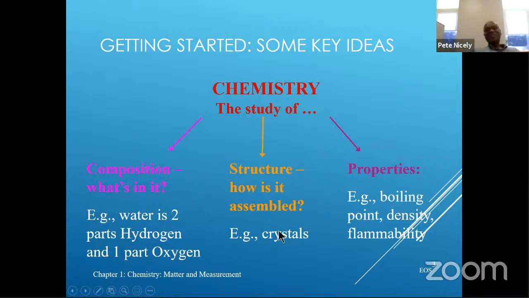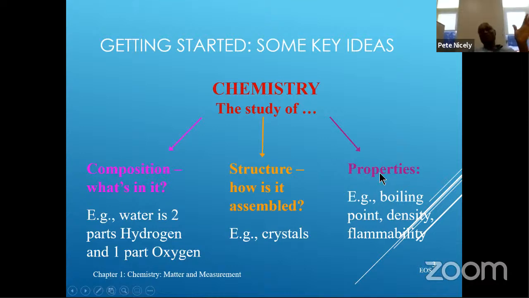How is the particular substance assembled, especially at the microscopic level? So again, in the case of the water example, we now know that the way the water molecule is structured is that you have an oxygen atom, which is simultaneously bonded to 2 hydrogen atoms, all right? And that understanding helps us to understand the properties displayed by water and the reactions that water undergoes, all right?